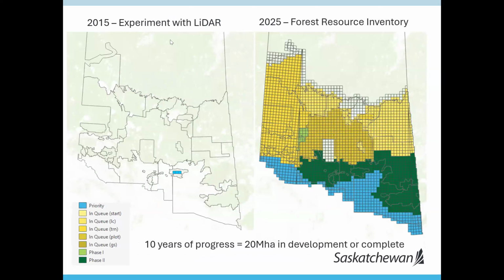So 10 years ago, we started with a pilot study in a place called Fort Gelhorn, and that's this area here, about 67,000 hectares of LiDAR. There's 67,000 hectares in that test area. We flew LiDAR over a range of topography, soils, and floristic communities. From that toe in the water, 10 years later, we have what you see on the right side of the screen, a map showing 20 million hectares of forest inventory in various stages of production.